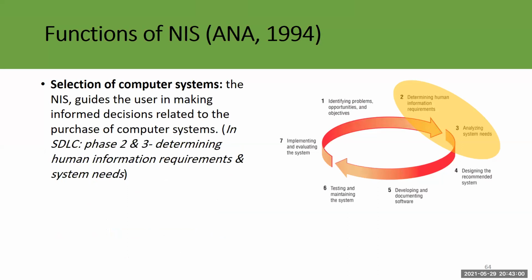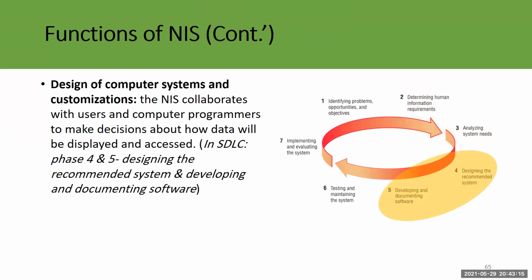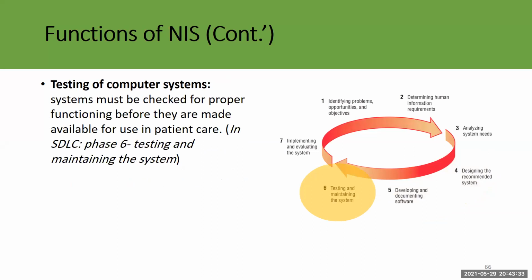And the selection of computer systems corresponds to phases 2 and 3 of the SDLC process, which is determining the information needs, whether from the human or the system. Design of computer systems and customization maps to phases 4 and 5, which is designing the recommended system and developing and documenting the software. Testing of a computer system maps with phase six, which is testing and maintaining the system.